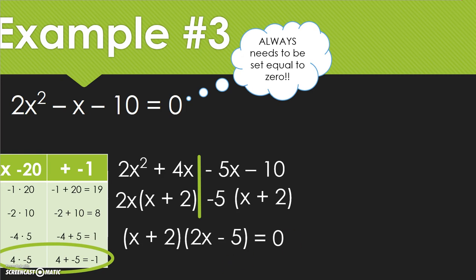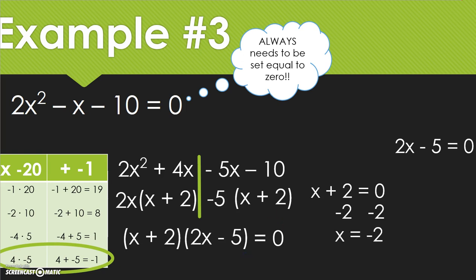So now we're going to set each binomial equal to 0. So x plus 2 equals 0. We're going to subtract 2 from both sides. So x equals negative 2. Now this second one, we have to add 5 to both sides. And that's going to give us 2x equals 5. But remember, we need x by itself. So we need to divide by 2 on both sides. And once we divide by 2, you're just going to type this in your calculator. 5 divided by 2, it should give you 2.5.